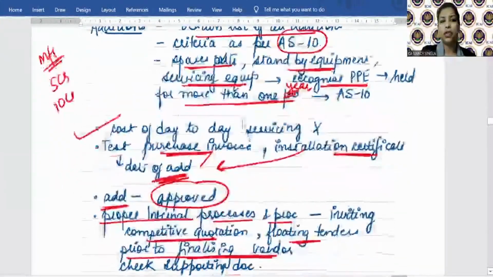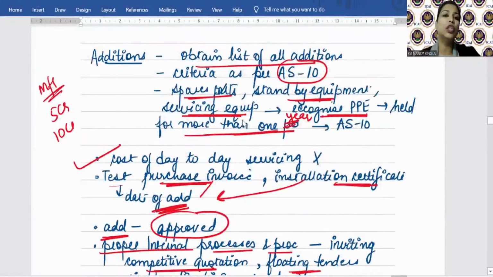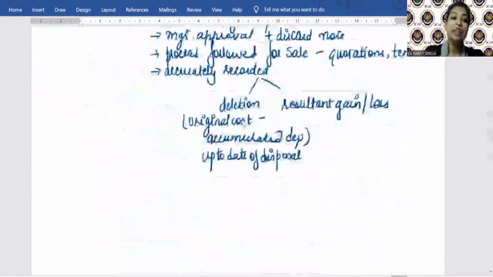4 mark का question बहुत easily बन सकता है ना, that you are conducting the audit of a company manufacturing cranes, है ना? So it is having huge plant and machinery. So what is the audit procedures in order to verify the additions to plant and machinery that has taken place during the year? ठीक है? Simple है, logical है. ठीक है? Same way with respect to deletion.